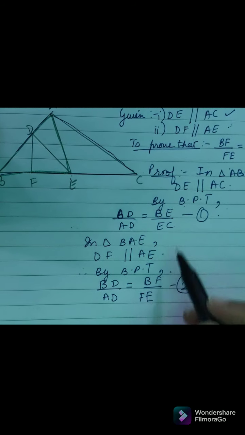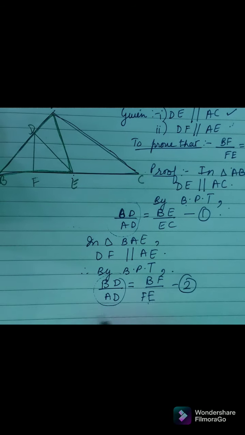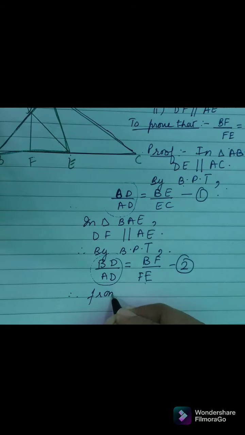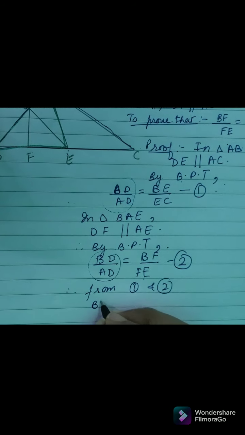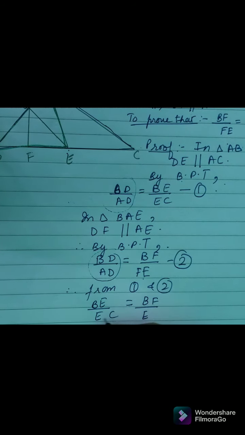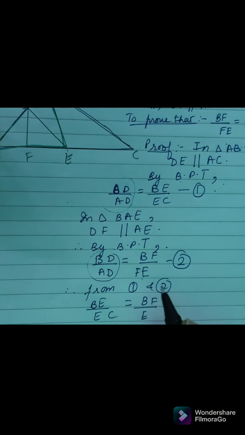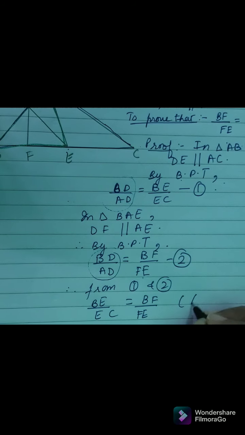Now if I look at 1 and 2, my left hand side is same. BD upon AD, BD upon AD. So from 1 and 2, my right hand side will also be same. That is BE upon EC is equal to BF upon FE. Hence proved.